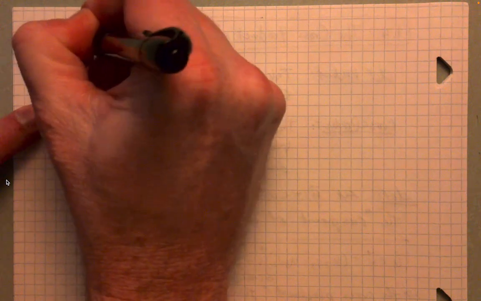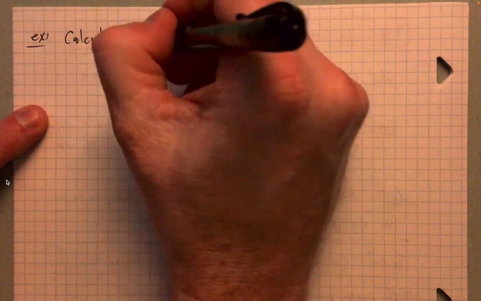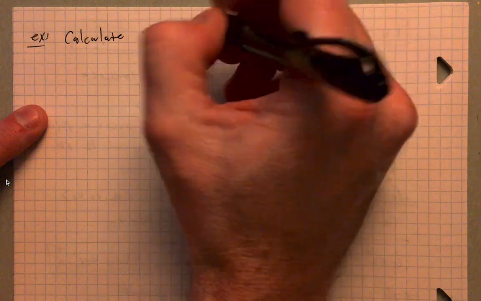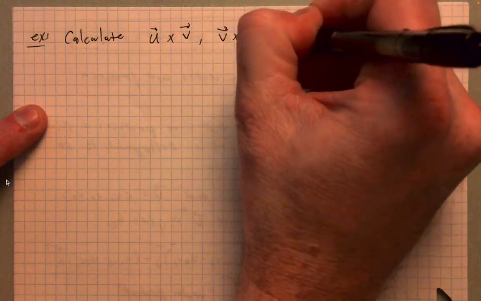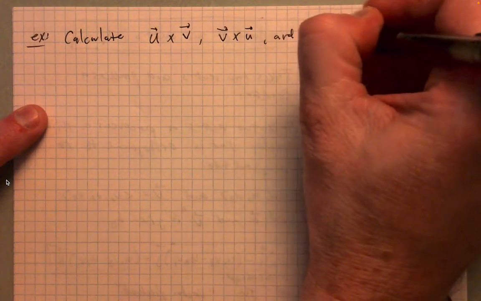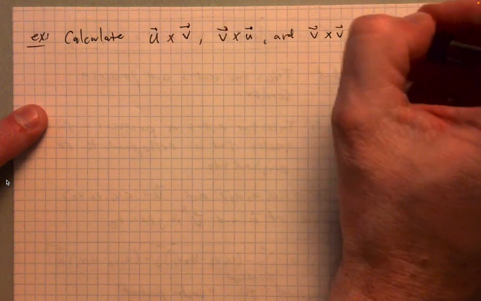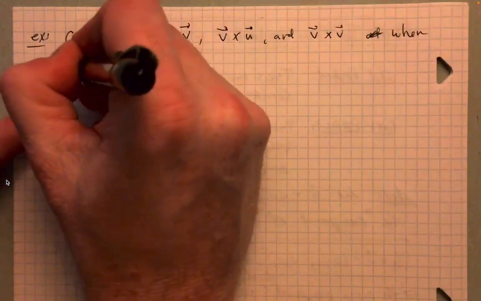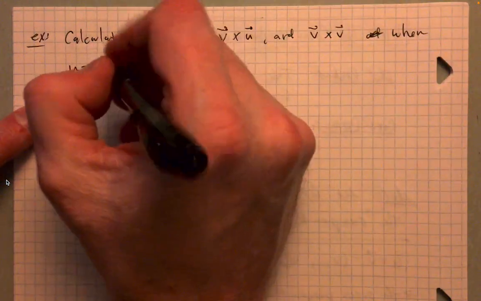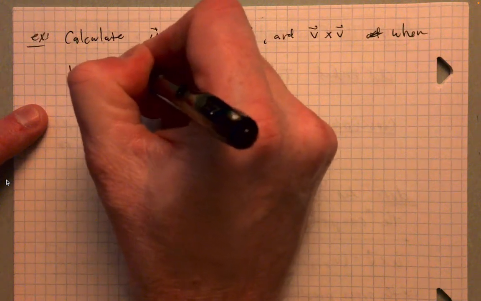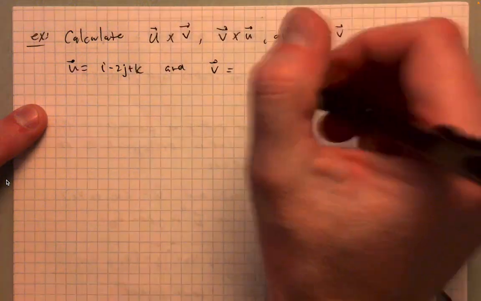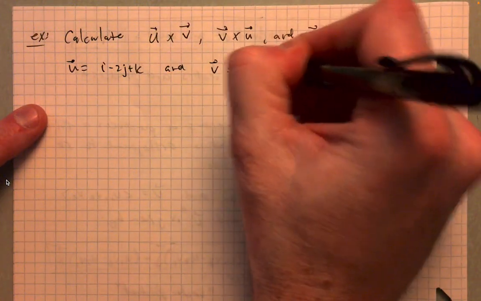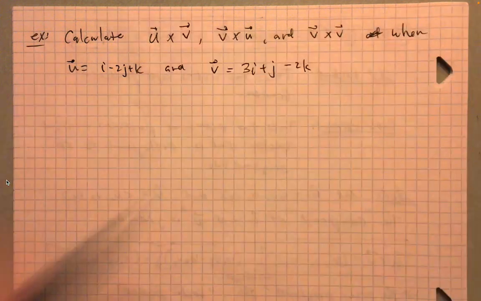So let's calculate u cross v, v cross u, and v cross v, when u equals i minus 2j plus k and v equals 3i plus j minus 2k. Okay, so I've got two vectors.